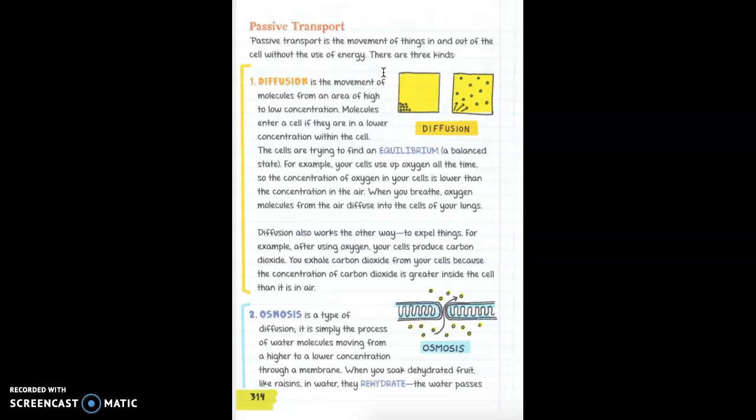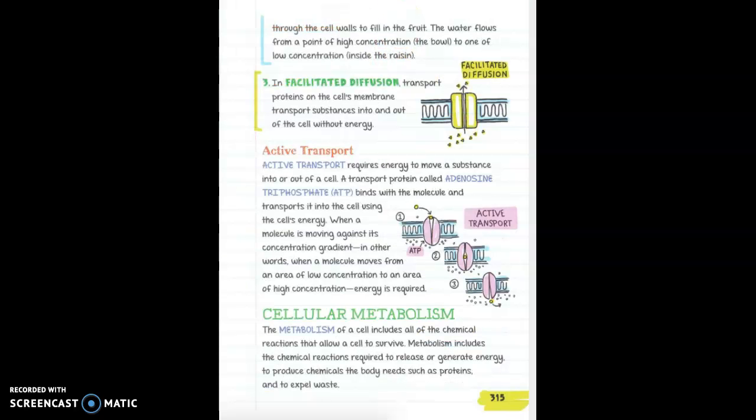When you soak dehydrated fruit, like raisins, in water, they rehydrate. The water passes through the cell walls to fill in the fruit. The water flows from a point of high concentration, the bowl, to one of low concentration, inside the raisin. And then the last one is facilitated diffusion: transport proteins on the cell's membrane transport substances into and out of the cell without energy. Those are the three kinds of passive transport: diffusion, osmosis, and facilitated diffusion.